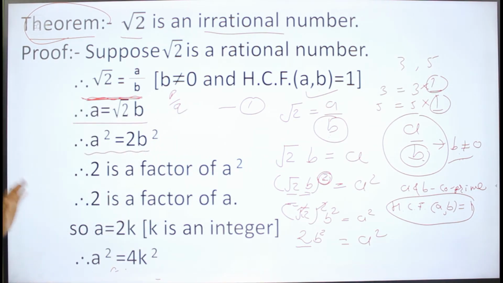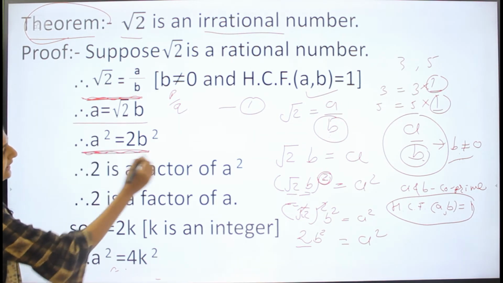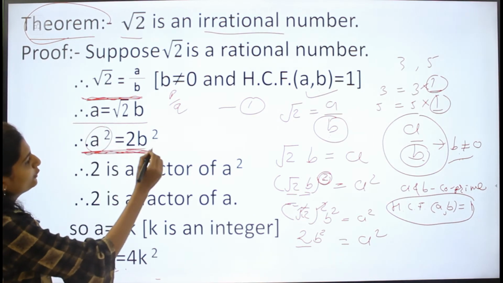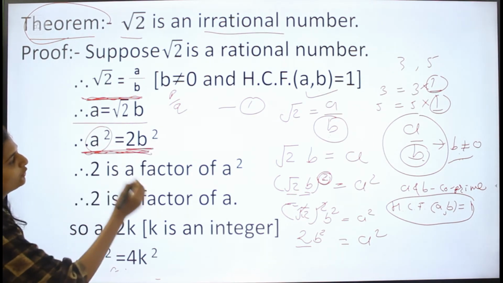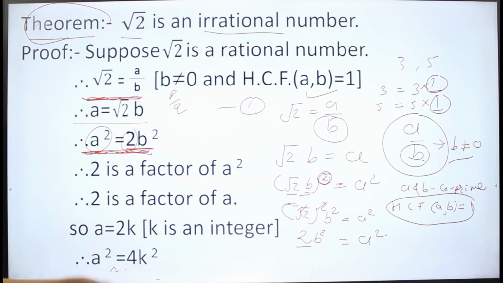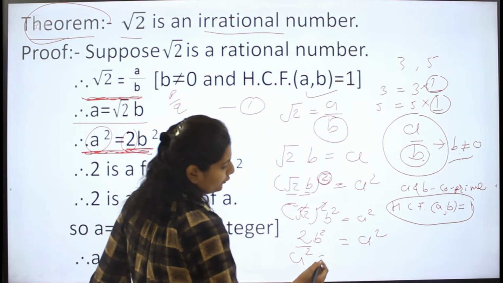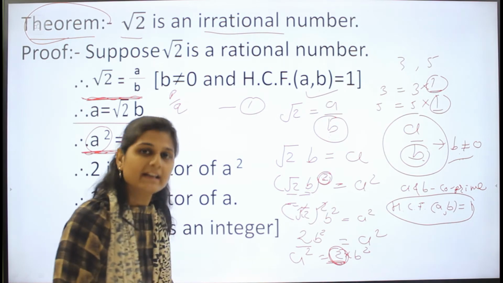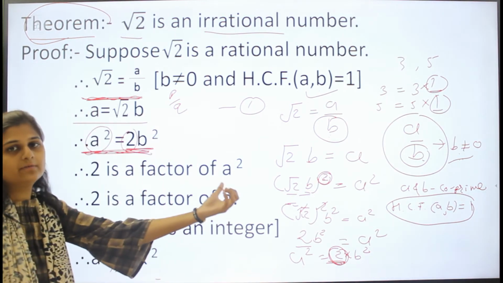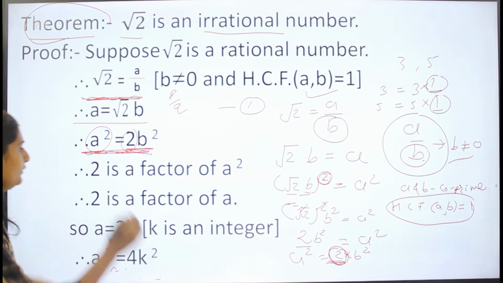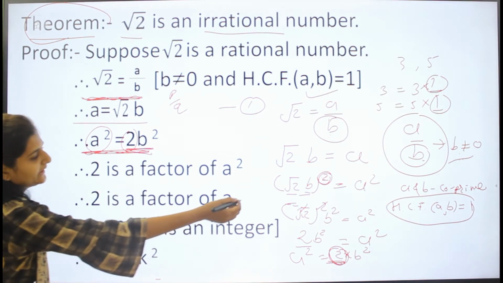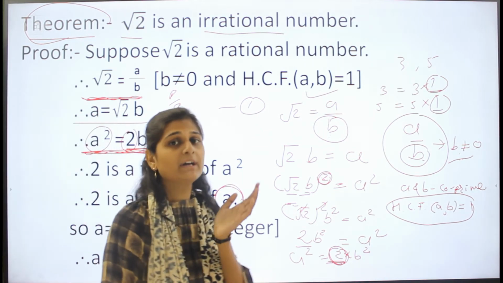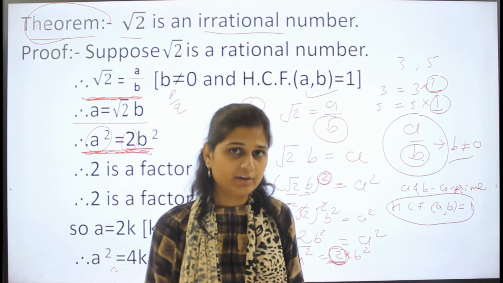Okay, now we'll go to the next step. Till now we are getting a square is equal to 2b square. That means 2 is a factor of a square. Obviously, if you have a square equal to 2b square, then 2 is coming in the factor of a square. Now if 2 is a factor of a square, then 2 will also be a factor of a.